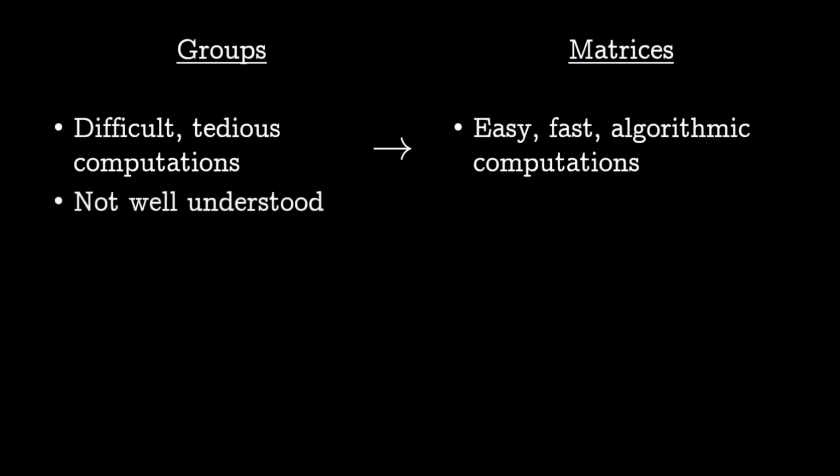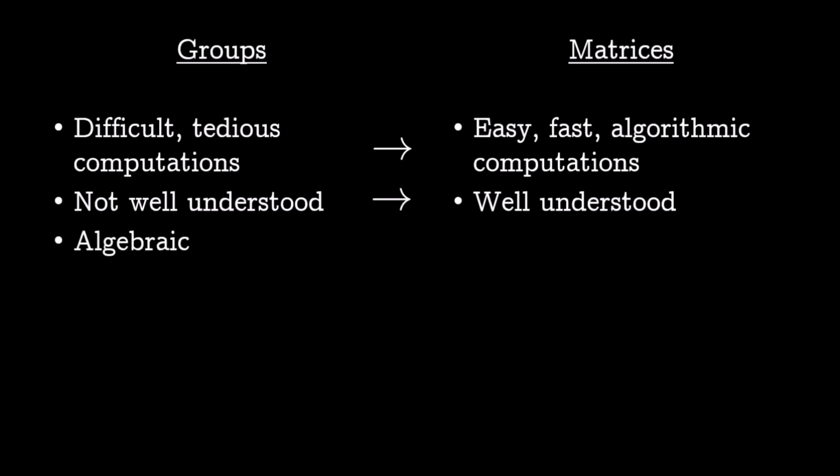Groups also aren't very well understood. We can't even classify every group that exists. That's why we use representations. Matrices and vector spaces are very well understood. In some sense, we've already answered all of the important questions about them. That's a pretty convenient fact, and it's rarely true for any mathematical field.